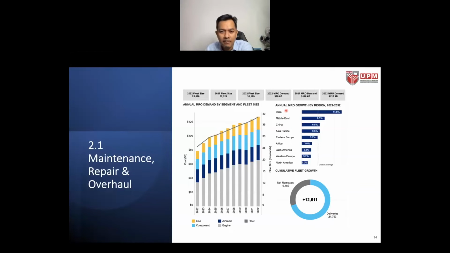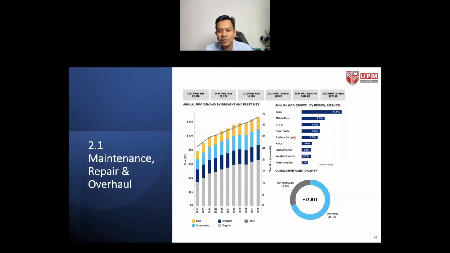Annual MRO growth by region is being compared here. For example, India already has a lot of fleets, a lot of aircraft flying in and out of India, doing MRO. For example, it is already capturing 14.6%. We expect the cumulative fleet growth for India to grow in this direction, right? Sorry, this is annual MRO growth by region. The cumulative fleet growth is the picture underneath here. So for the Middle East 8.3%, China 6.5%, Asia Pacific 6.5%. And for the rest of the world, North America only 2% because it's already saturated over there.